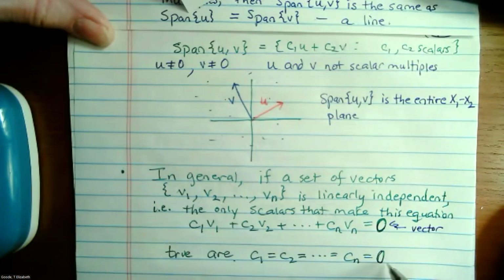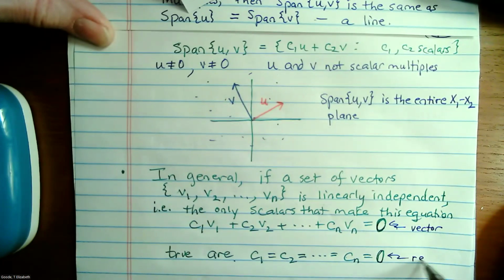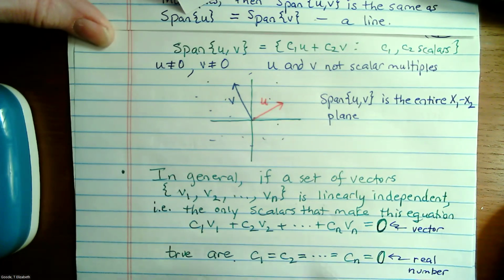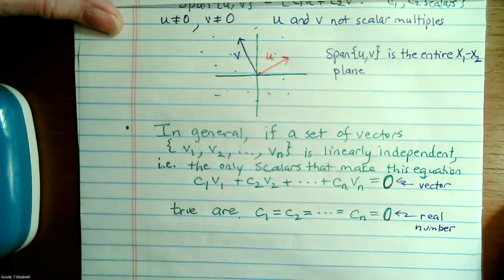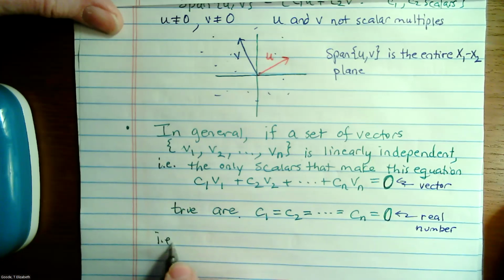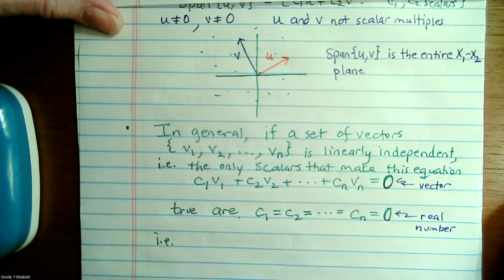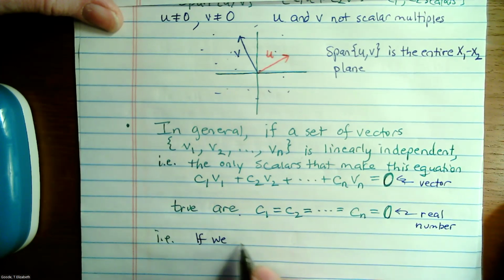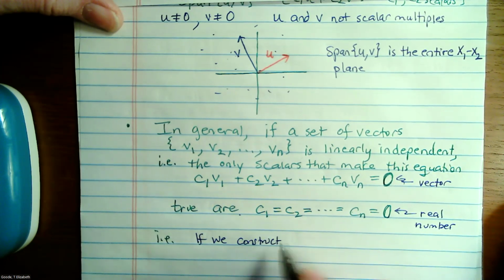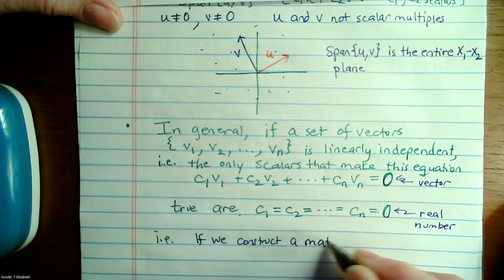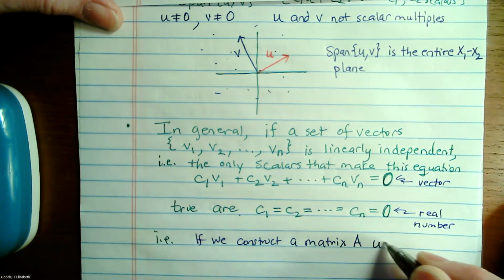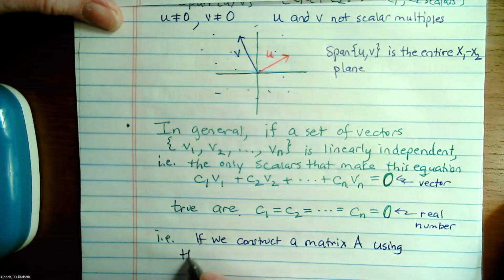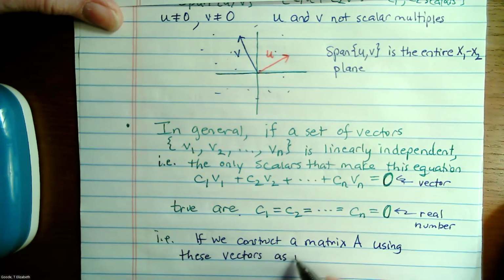Okay. But here, we're thinking of 0 as the real number 0. So it means if you build a matrix and use these vectors as the columns, if we construct a matrix A using these vectors as its columns.